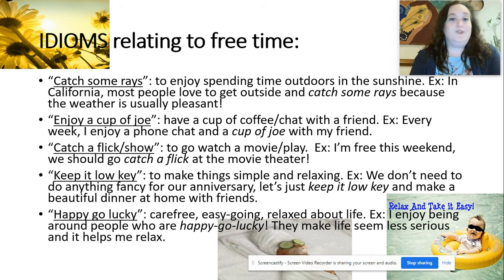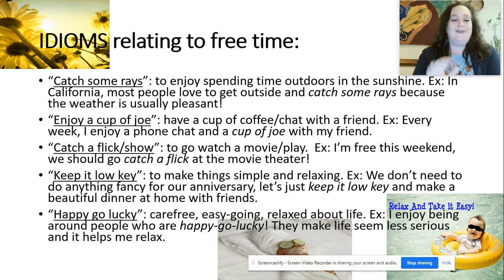Okay, second, enjoy a cup of joe. Now, in my regular pronunciation, I will kind of combine cup of. It sounds like cuppa, C-U-P-P-A, cuppa. In fact, the word cuppa is commonly used in England to describe a cup of tea with milk. Okay? What's the meaning? To have a cup of coffee and chat with a friend. So example, every week I enjoy a phone chat and a cup of joe with my friend.